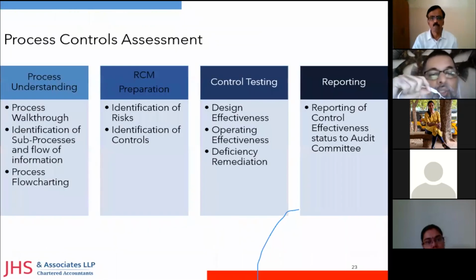Process control assessment, you have these 4 buckets on slide number 23. So we do a process understanding, we sit with the process owners, we do a process walkthrough or a process walk back.